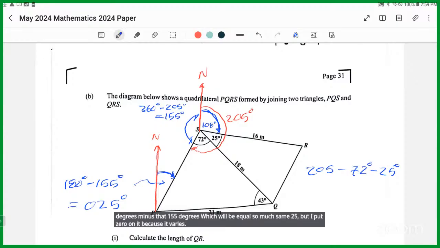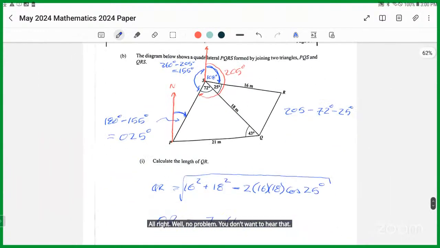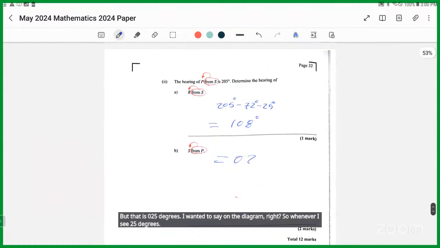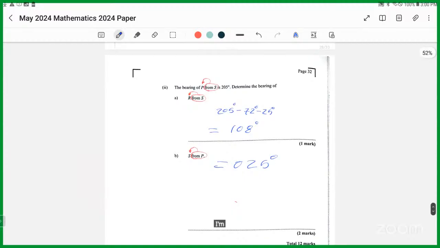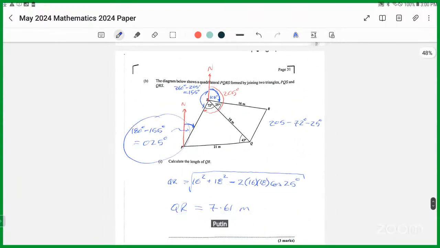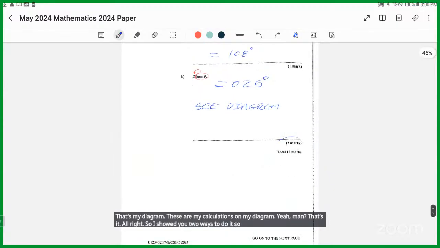So you see, the way that I showed the first was actually quicker, right? But no problem. That is 025 degrees. I'm going to write 025 degrees on the diagram, or "see diagram", meaning my calculation is on the diagram. You can do that too, you know. You can put the calculation in the diagram, put in the answer, and say that's my diagram. These are my calculations on my diagram. Get me? All right. So I showed you two ways to do it. Have fun. Question done.